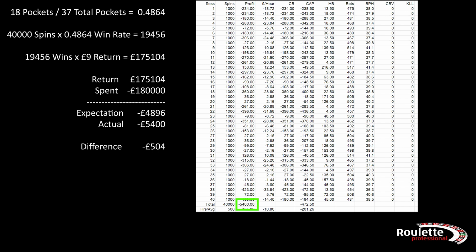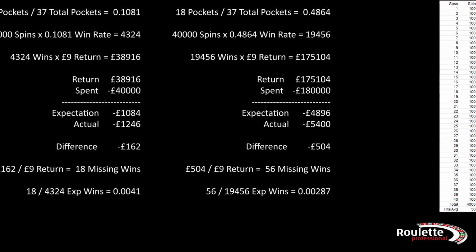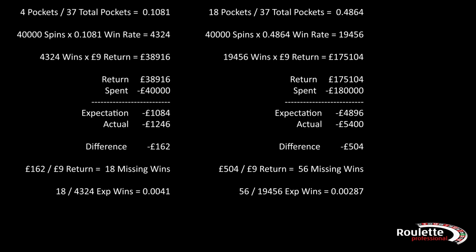So this bet also fell behind expectation. With 56 missing wins, it might appear to have done even worse than the 4 pocket bet. But if we compare them side by side, the numbers tell a different story. The four-pocket bet was almost 0.5% behind expectation with 18 missing wins. The 18-pocket red bet had 56 missing wins, but was nearer to its expectation at around 0.25% behind expectation.